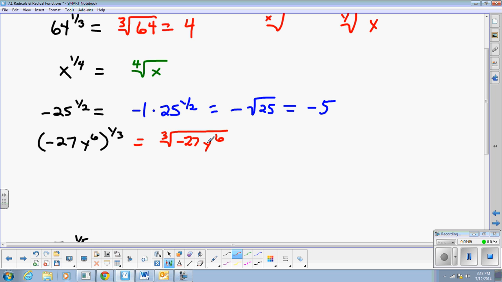So what can I do with this? That means mentally now what I have to do is mentally kind of break this up right in here. I'm going to do the cubed root first of the negative 27, and the cubed root of negative 27 is negative 3. Negative 3 times negative 3 is positive 9. Positive 9 times negative 3 is negative 27. Then the cubed root of y to the 6th. What number times itself gives us the cubed root of y to the 6th?